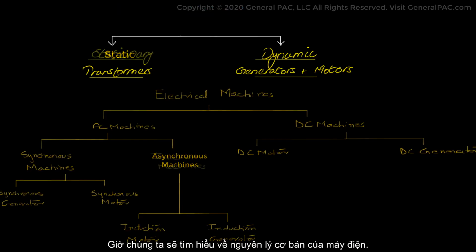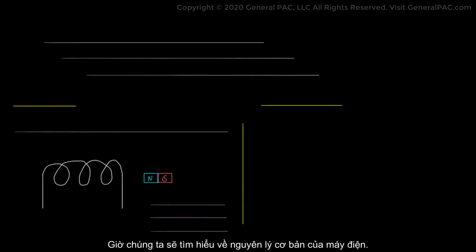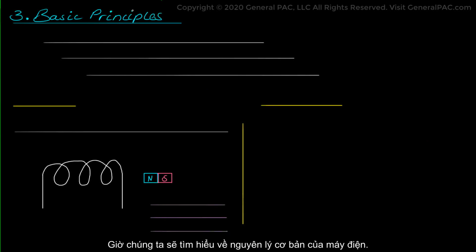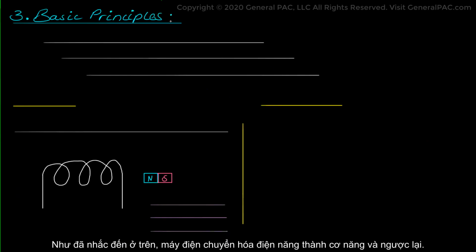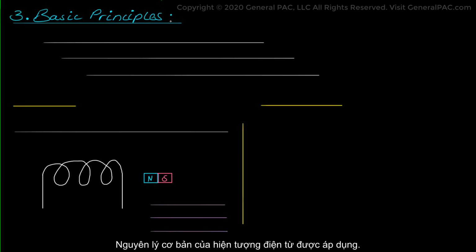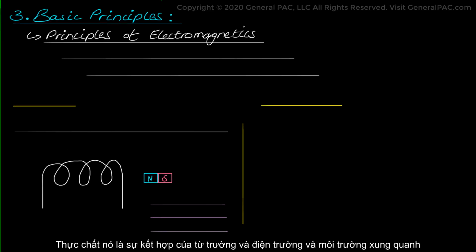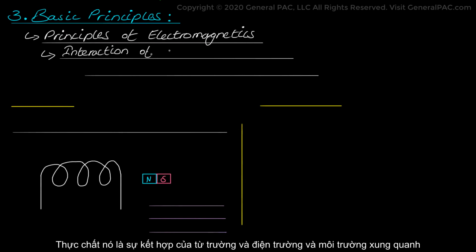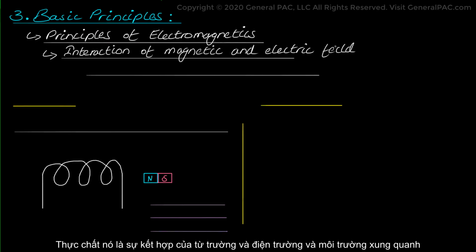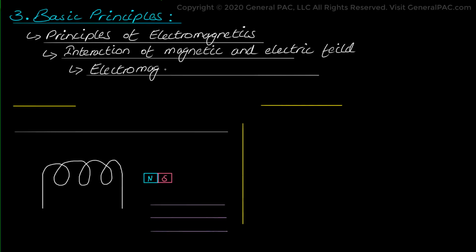Now let's see what are the basic principles involved in electrical machine operation. As we have discussed, machines convert electrical energy to mechanical energy and vice versa, so the principles of electromagnetism are applied. In fact, it is an interaction of magnetic fields and electric field and its surroundings which leads to the conversion of energy from electrical to mechanical and vice versa. And this effect is called electromagnetic induction.